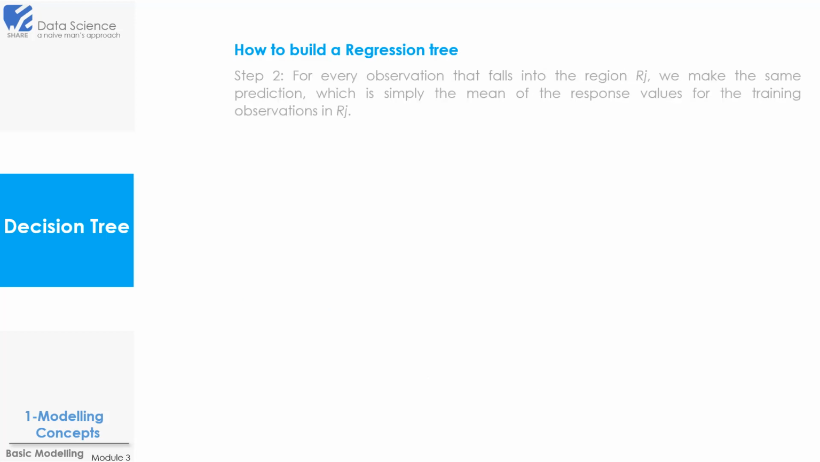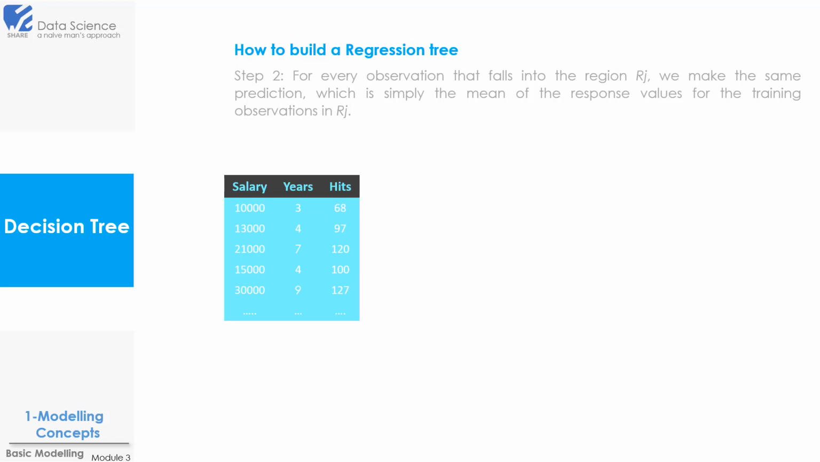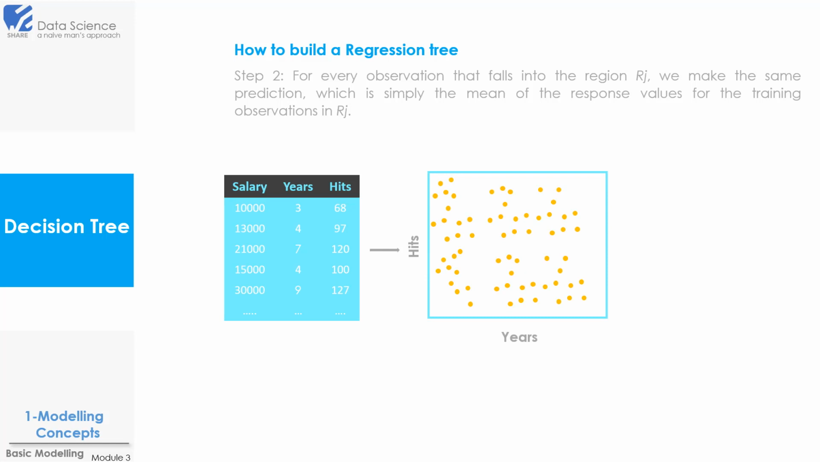Now once the split is created, in next step we use every observation that falls into the region Rj. We make the same prediction, which is simply the mean of all the response values for the training observations in Rj. So let me explain this with the help of an example. Suppose we have data of baseball players. We have their salaries, number of years that they have played, and number of hits that they hit last year. So we will use this data to predict the salary of baseball players. As you can see, salary is a dependent variable and we will predict the salary based on the hits and the number of years.